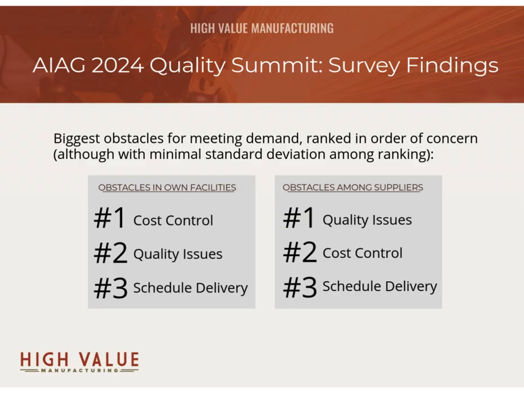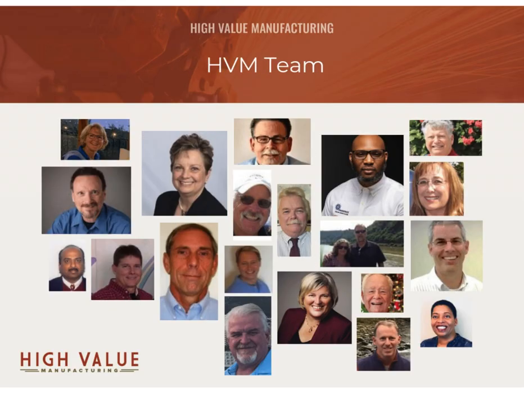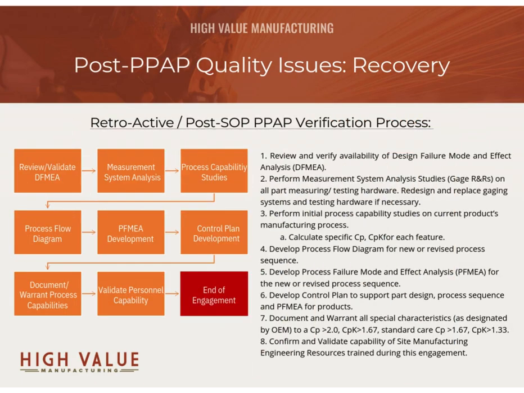At High Value Manufacturing, we have a well-proven system and process to identify and eliminate these issues. We call it retroactive PPAP. PPAP, or Production Part Approval Process, is the final step prior to start of production of a newly designed and manufactured component, part, or assembly.